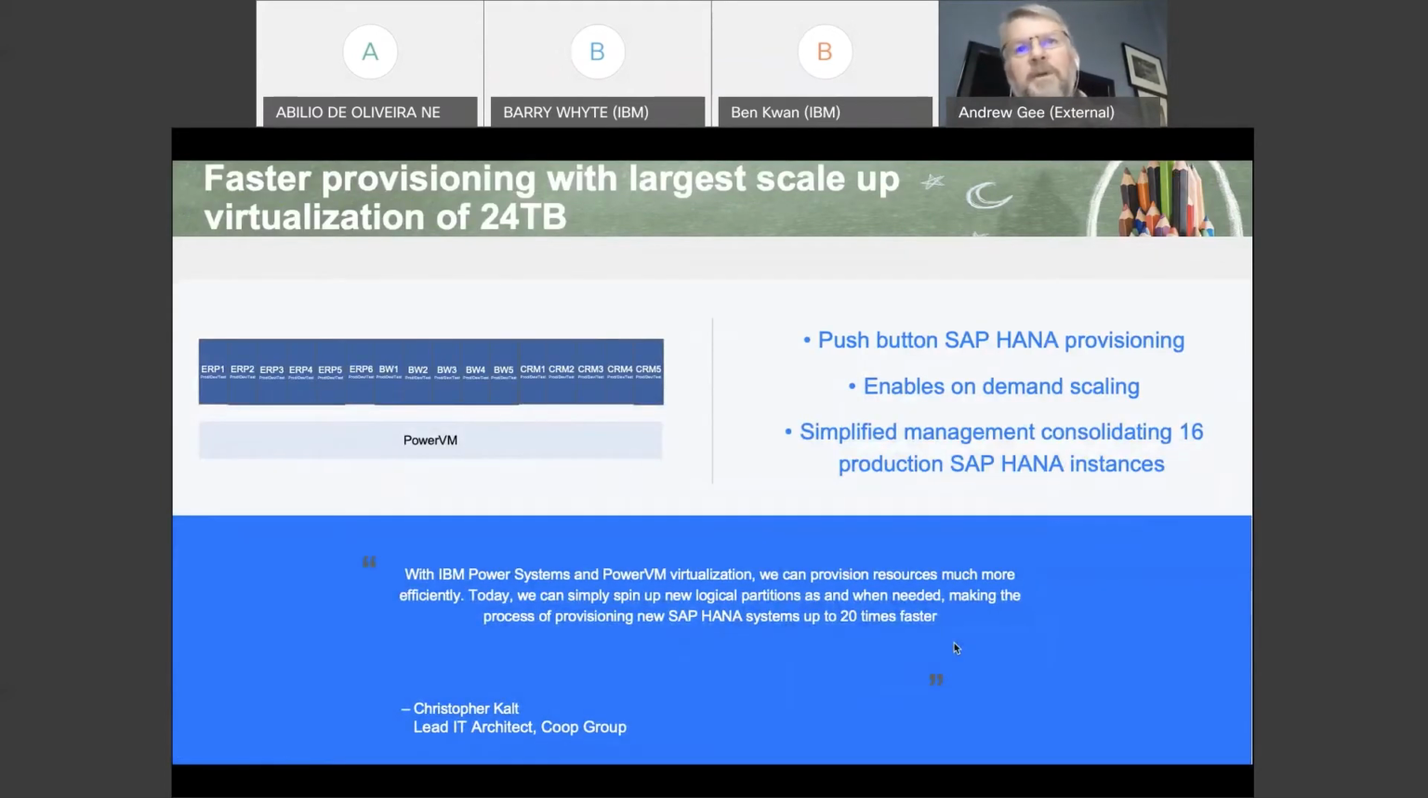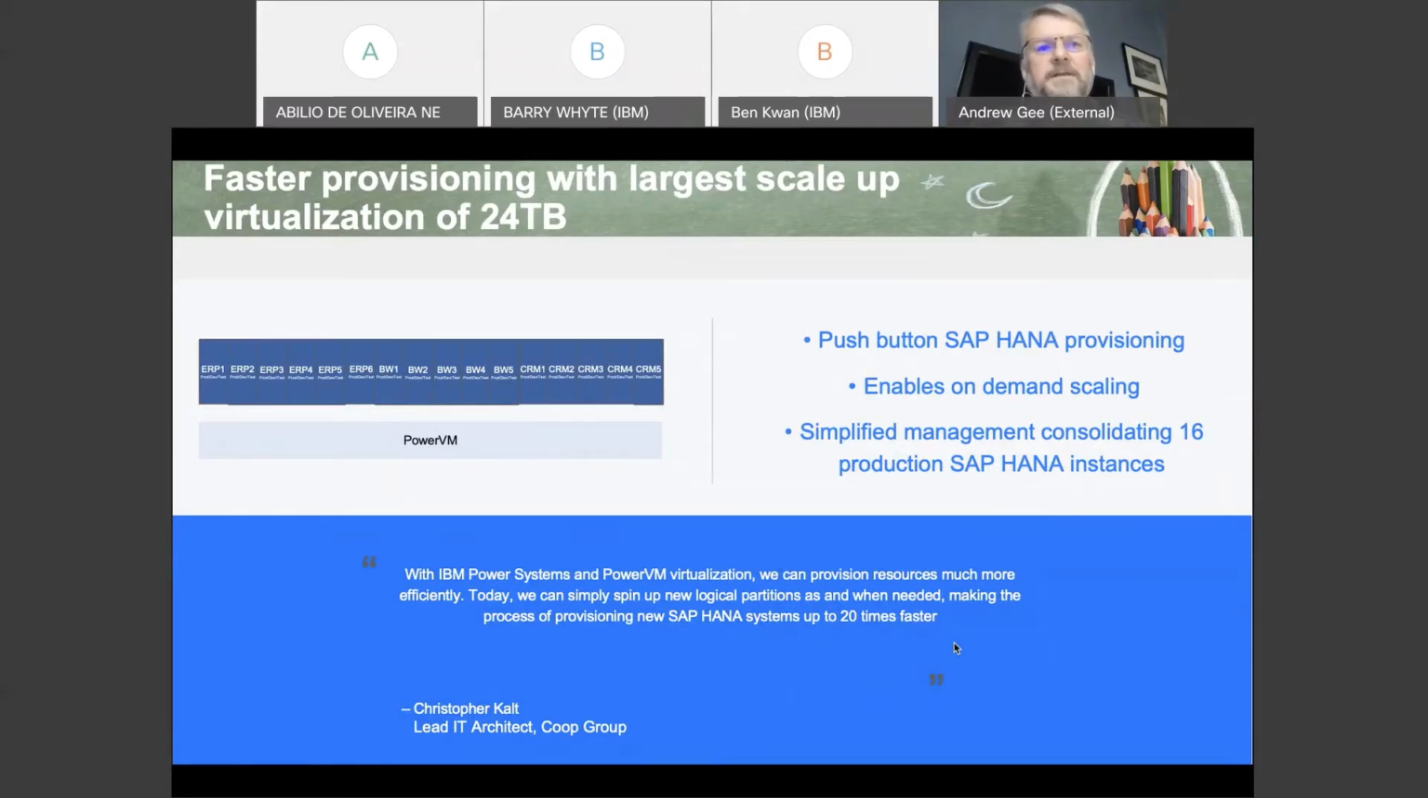So we talk about provisioning. Our largest scale up partition can be 24 terabytes, and it's 24 terabytes for S/4HANA, which is the OLTP system, and it's also 24 terabytes for Business Warehouse on HANA, their OLAP system. They have different processing and core requirements depending on the workloads. So HANA is a hybrid. It does both of them.